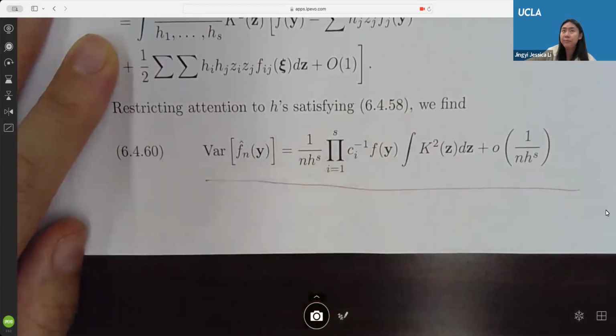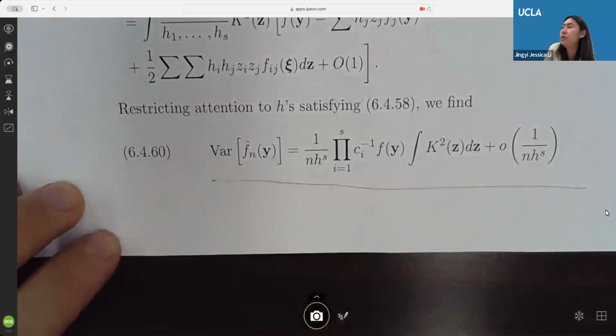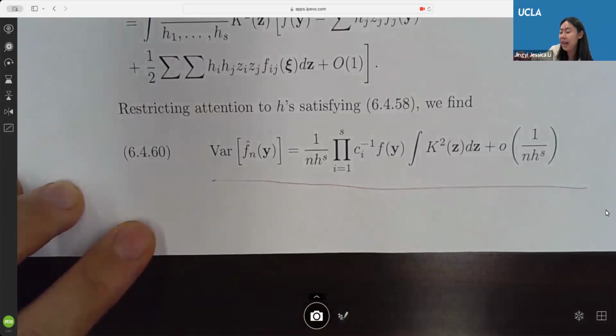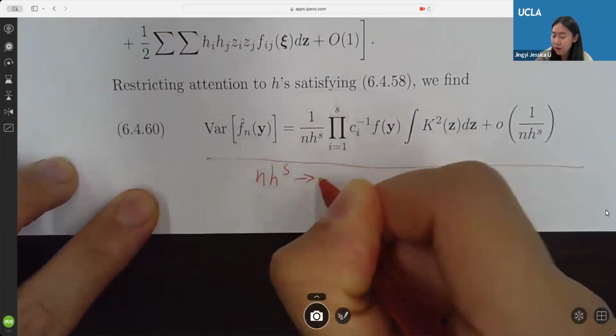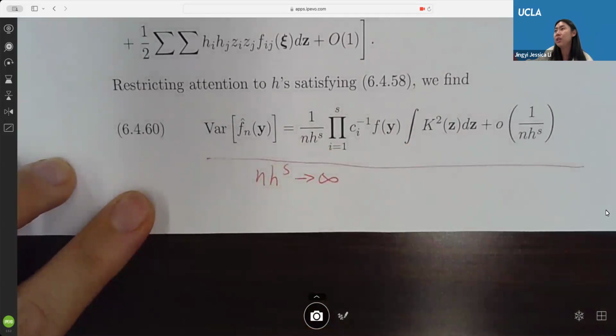So that's why if we need this variance to go down to 0, our h needs to go down to 0 more slowly than in the one-dimensional case. Previously we just needed n times h to go to infinity. Now this will require n times h to the power s to go to infinity. And then h has to go down to 0 even more slowly. With such a larger bandwidth, your bias will be a problem, because bias will be higher if the bandwidth is large. Then how can you do it?